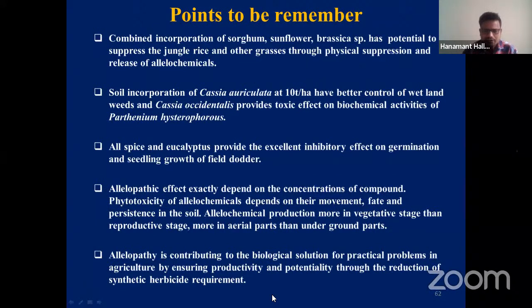Then allelopathy is contributing to the biological solution for fertility problems in agriculture by ensuring productivity and potentiality through reduction of synthetic requirements. So there is much scope in case of allelopathy. If you get success in some of the allelopathic mechanisms and control activity, definitely we will have a greater advantage in reducing the application of these chemicals.